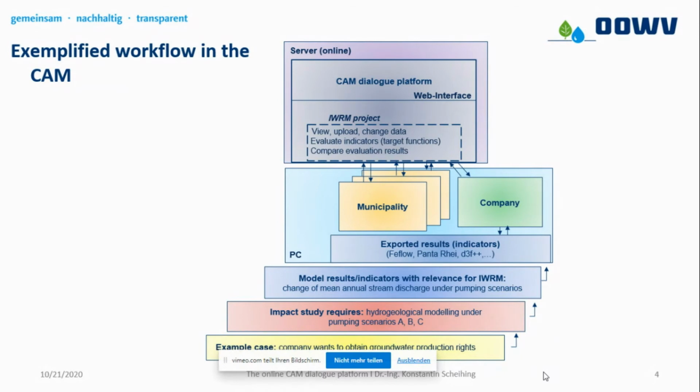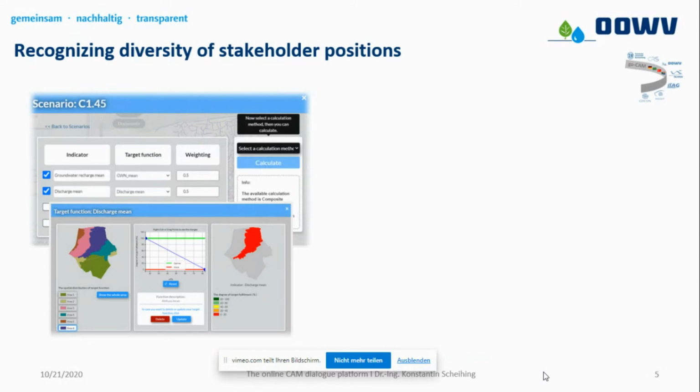The second aspect is a consequent evaluation of these indicators, alias model results, with target functions. And consequently, the comparison of these personal individual target functions among the group of stakeholders. Now, what does that actually mean? Let's have a look at some typical windows in the CAM tool. As a stakeholder, I would start with selecting a scenario, which in this example would be a pumping scenario, and consequently choosing an indicator. Here we have the mean discharge change.